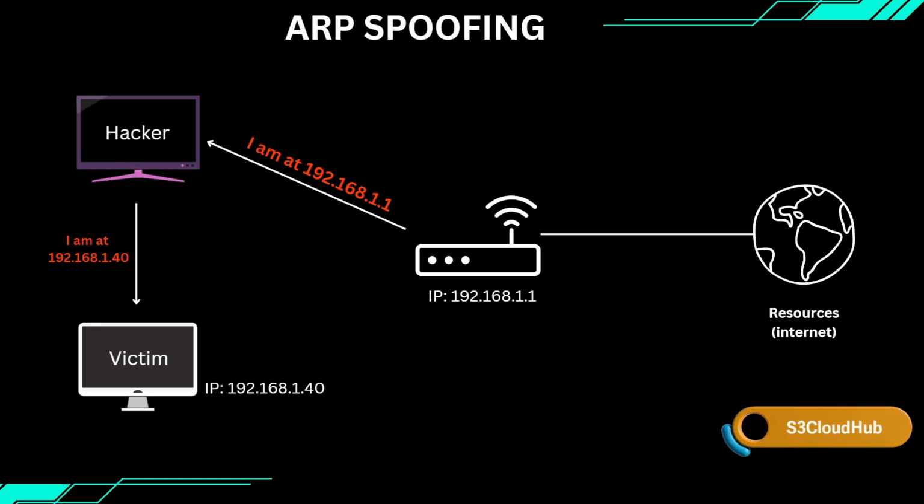This tricks both the router and the victim into believing that the hacker is the device they are trying to communicate with. As a result, all the data from the victim is routed through the hacker's computer before it reaches the router, and the responses from the router are also sent to the hacker's system before they reach the victim.